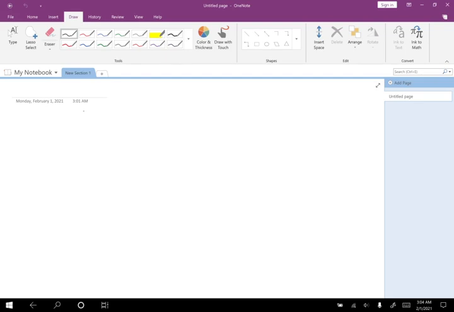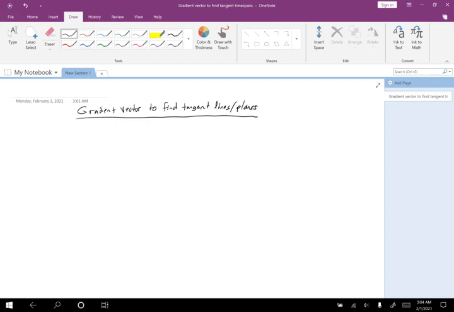Okay, we're going to talk about a class of problems where the gradient vector is used to find tangent lines and planes. So this is yet another application of the gradient. If you have a curve or a surface defined by equations such as f of x, y equals 0 or f of x, y, z equals 0.